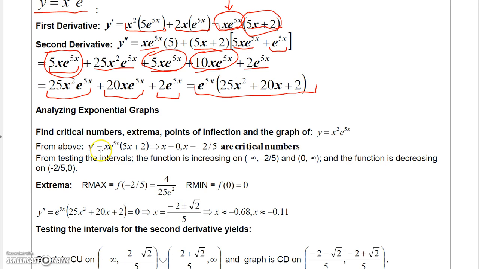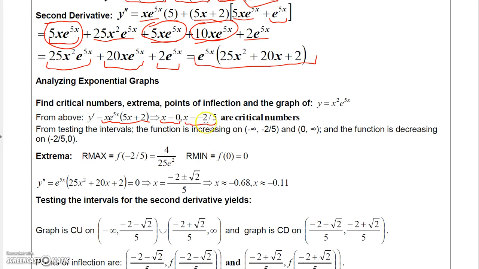Okay, now we know the first derivative is x e to the 5x times 5x plus 2. And I'm going to trust that you can set these three factors equal to 0 and solve. If you set x equal to 0, you're just going to get x equals 0. If you set 5x plus 2 equal to 0 and solve it, you're going to get x equals negative 2/5. Now remember, if you set e to the 5x equal to 0, you're not going to get an answer, because e to the 5x cannot equal 0. You can't raise e to a power and get 0. So the only critical numbers are 0 and negative 2/5.